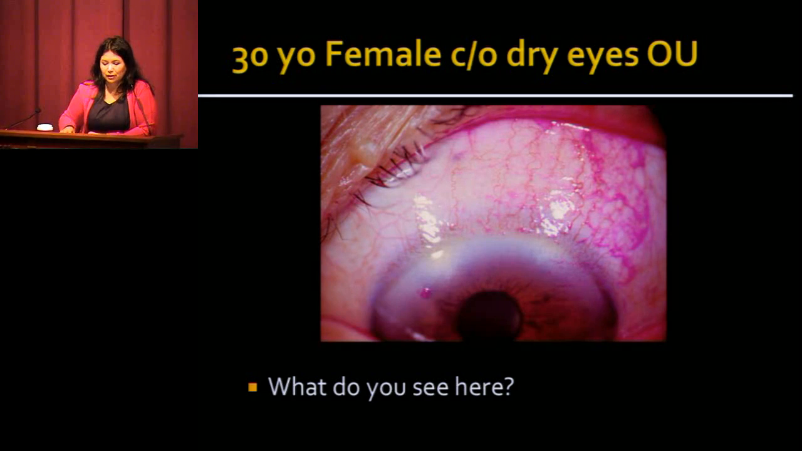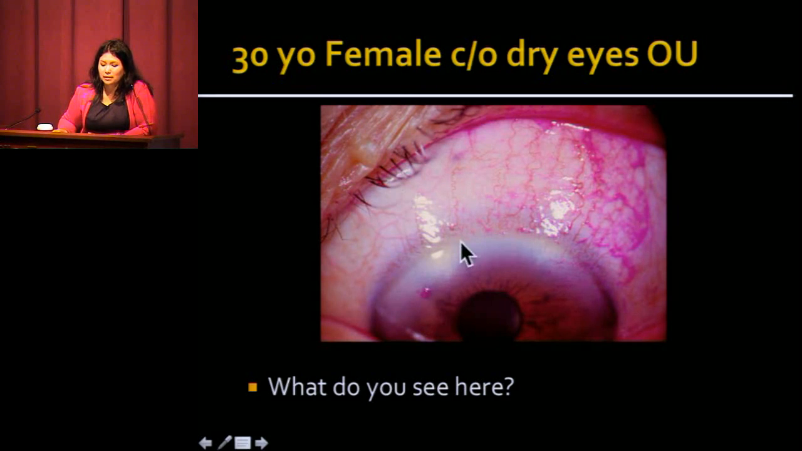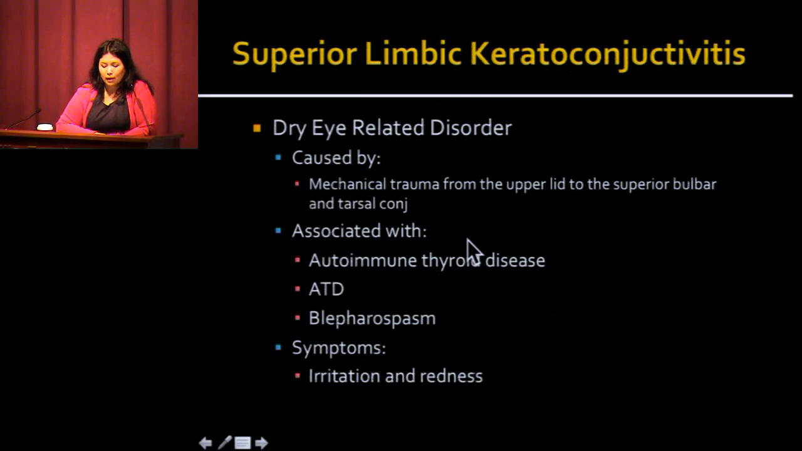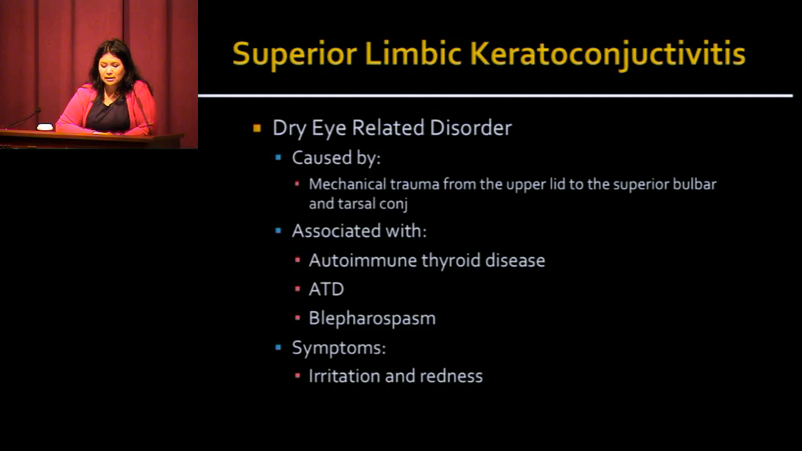But to describe that exactly, you're going to see injection. It's usually superior. This already has been stained with rose bengal because that's the way that you would see this. And it's considered a dry eye-related disorder, and it's caused by mechanical trauma from the upper lid to the superior bulbar and tarsal conjunctiva. And we see this a lot in autoimmune thyroid disease. So when you see SLK, you've got to think thyroid. Aqueous tear deficiency can lead to this as well, and blepharospasm.